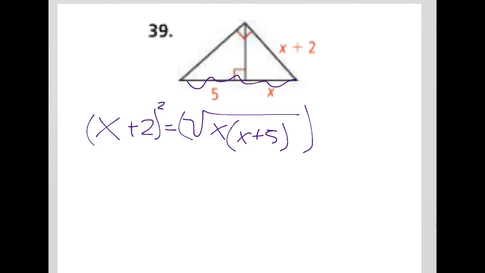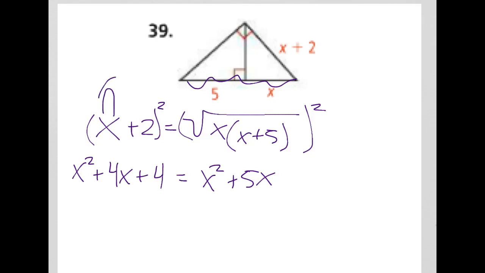We're going to square both sides, and so we're going to get x squared plus 4x plus 4 equals x squared plus 5x. Now what did I do? I FOILed it out, but I did it in my head. x times x is x squared. x times 2 is 2x. 2 times x is another 2x, so I get a 4x. And then finally, 2 times 2 is 4.